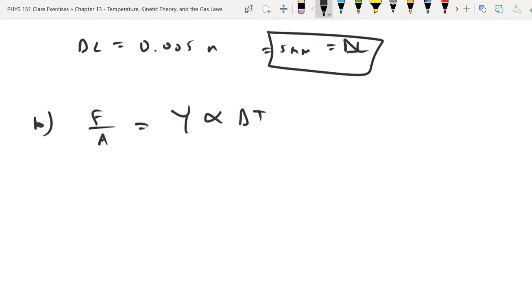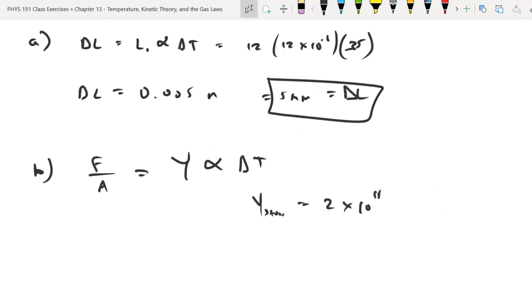And Young's modulus for steel is equal to 2 times 10 to the 11th newtons per square meter, pascals. By the way, if you need them on a quiz or exam, I will give you all of these constants here.